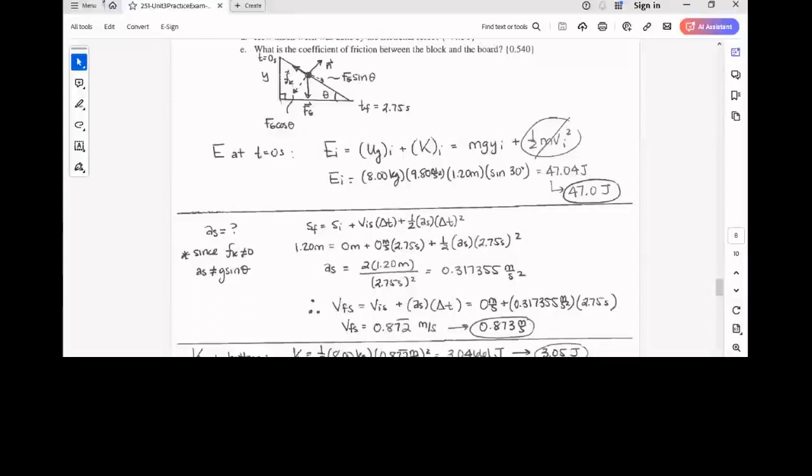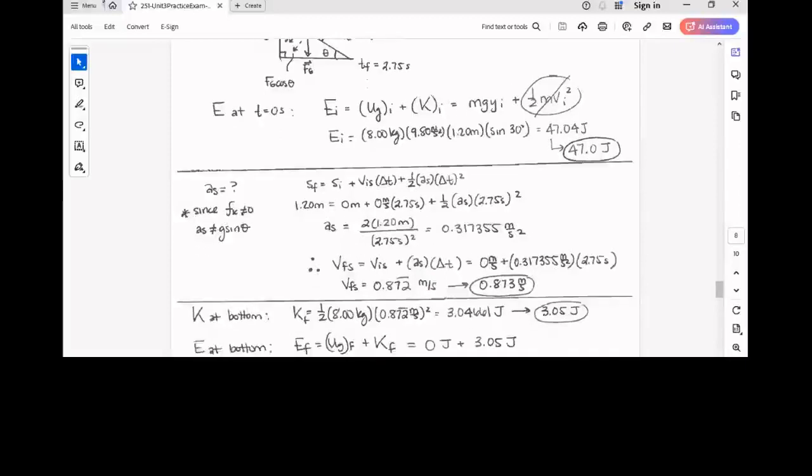So that's quite a bit less than what you would get if you just took free fall acceleration and multiplied it by sine 30. Now that I know that acceleration, I can take the time that we were given and use it to figure out the velocity at the bottom of the ramp. So VF in the S direction is just going to be 0.873 meters per second when sig figs are applied.